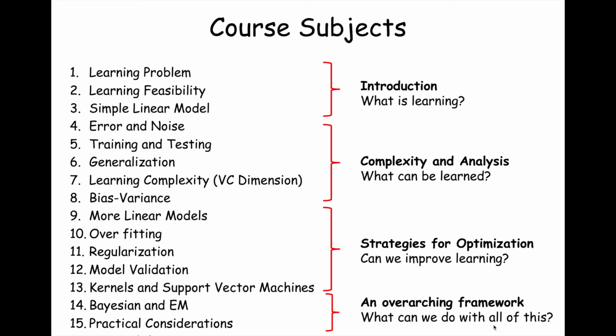Can you make it so that the learner can learn more complex concepts? Can you make it so that the learner is faster or more efficient? Can you improve upon it? And then lastly, what can we do with all of this? What types of things? And is there an overarching framework that we can use to think about how we do learning, particularly as we get to practical settings? Any questions about this?